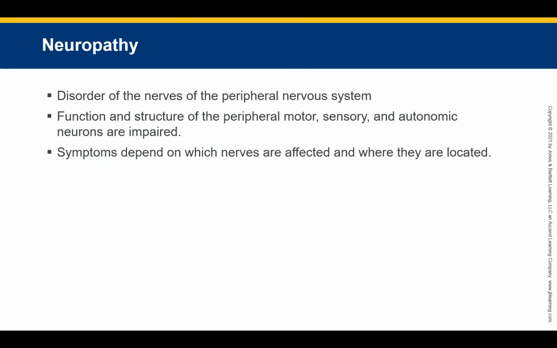Okay, there we go. All right, so neuropathy. This is a disorder of nerves of the peripheral nervous system in which function and structure of the peripheral motor, sensory, and autonomic neurons are impaired. Symptoms depend on whether the nerves affected are motor, sensory, or autonomic, and where the nerves are located.